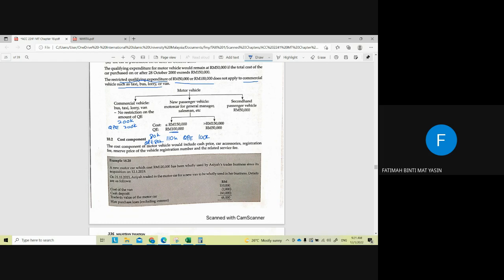Then if the value of the car is more than 150,000, the restricted amount for the QPE is 50,000 ringgit. Say the company purchased a car worth 180,000. It is more than 150,000, so the QPE for that car is only 50,000. This QPE is for you to calculate the initial allowance and also the annual allowance.